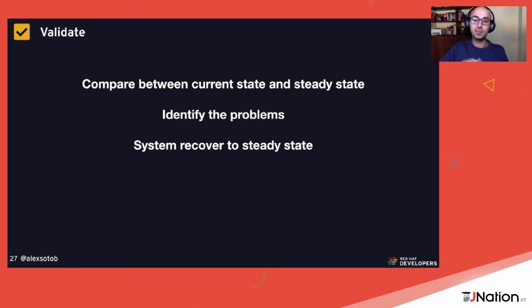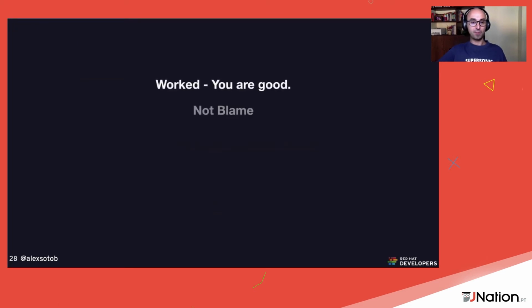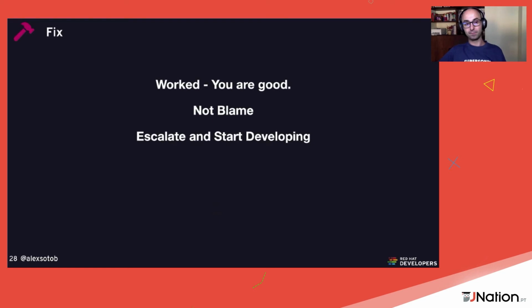Okay, then you identify these problems. And what is more important is to recover the system to the steady state, right? So we need to get back, roll back all the chaos and make the system work as before the experiment. Then after the validation, it can happen that it's time to fix the problem, right? If the experiment worked as expected and meets the expectations, then you are good.